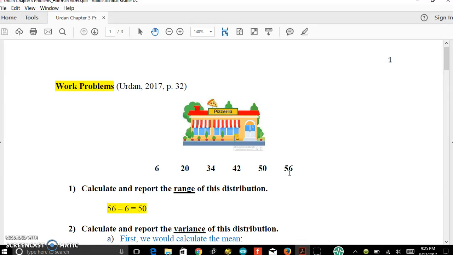First, I calculate and report the range of this distribution. The range is the distance between the highest and lowest scores in a distribution. The highest score is 56. The lowest score is 6. Therefore, 56 minus 6 equals 50, which is my range.